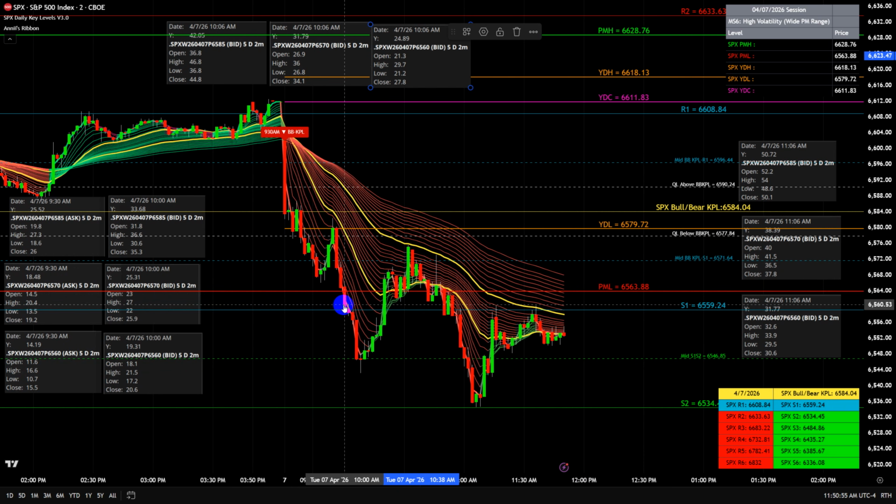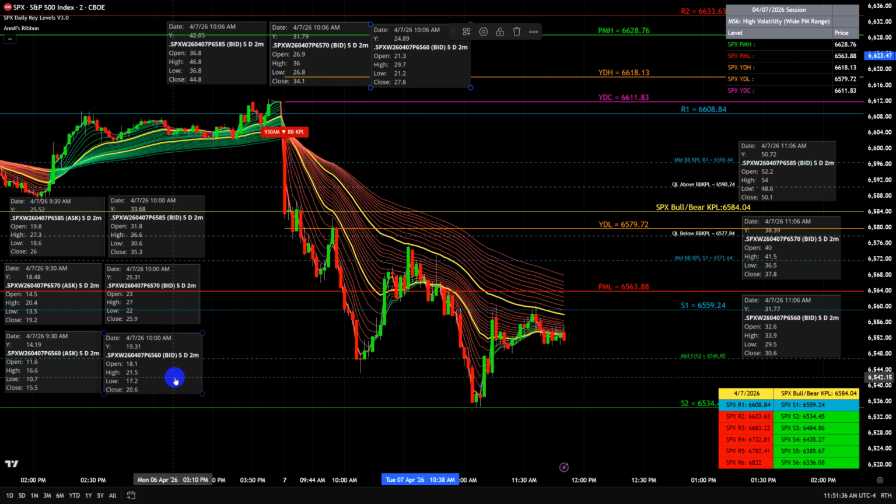So here, on the 10 a.m. candle, we have a hit of the S1 level. Here we have the bid prices, 35.30 for the 6585 put, 25.90 for the 6570 put, and $20.60 for the 6560 put. So on this scalp at the 6585, that is a profit of $930 per option. On the 6570, that is a profit of $670 per option. And on the 6560s, that is a profit of $510 per option.